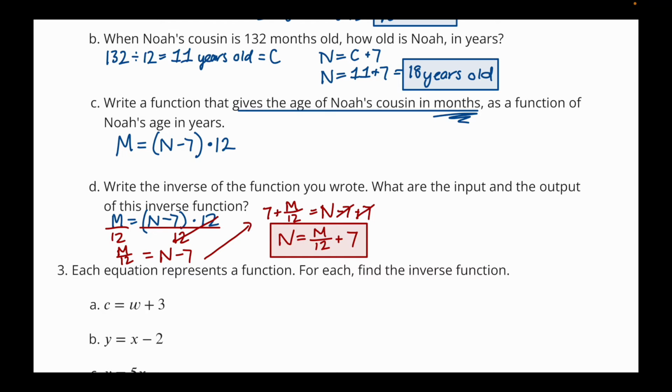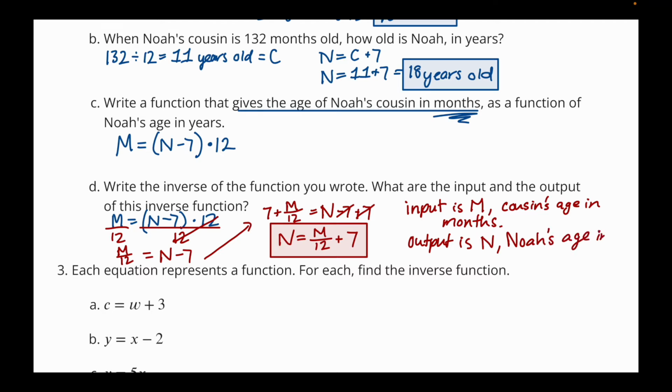Which means the output is this n over here on the left. So I can say that my input is m, the cousin's age in months, and the output is n, Noah's age in years.